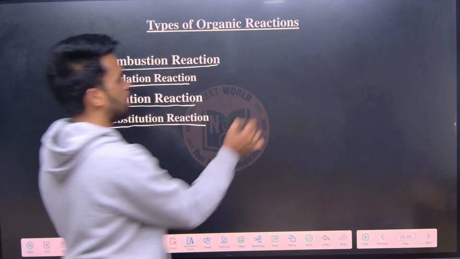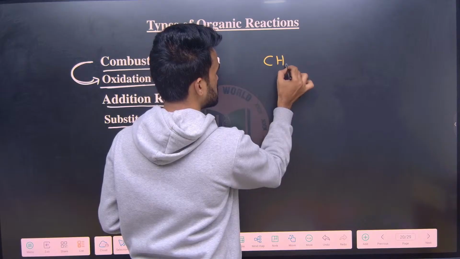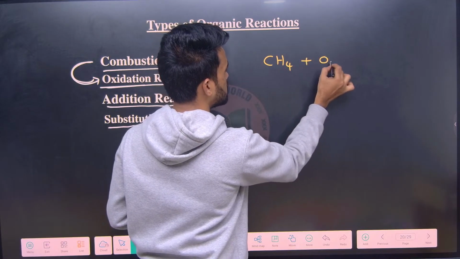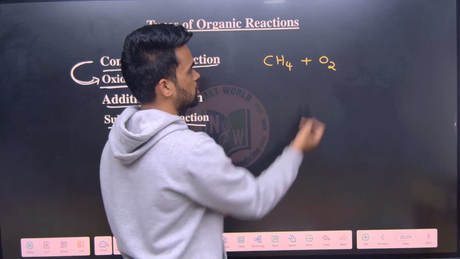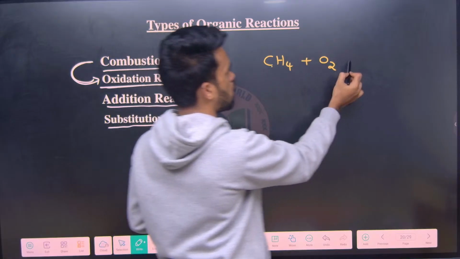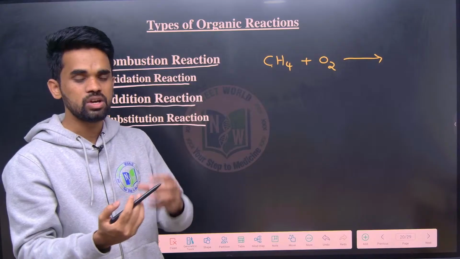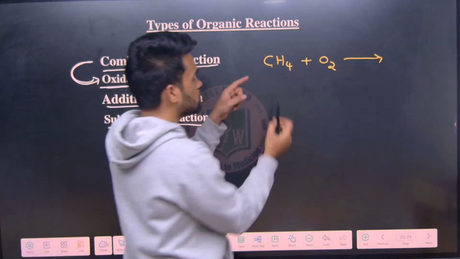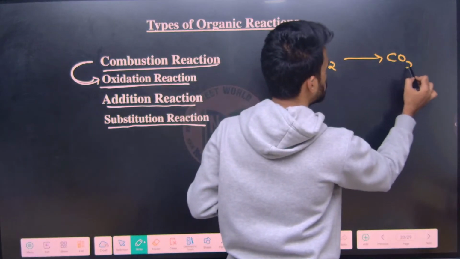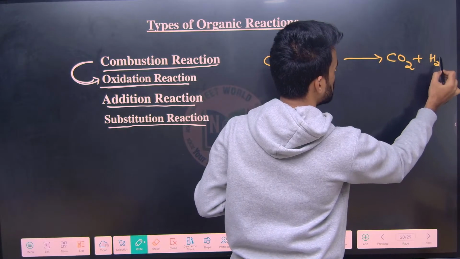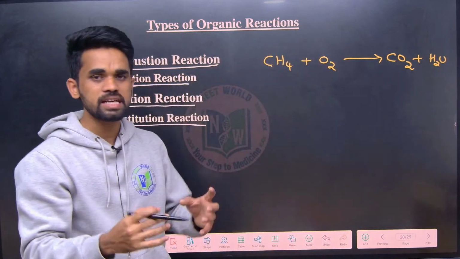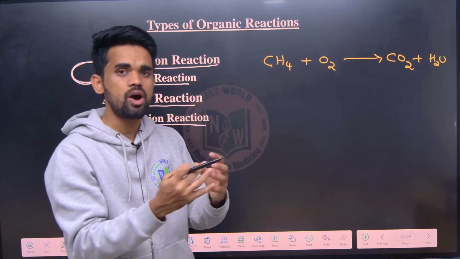because here I have methane. Let us say methane is there. To methane I am adding oxygen. So what is this process called? Addition of oxygen is called oxidation. Addition of oxygen to any other thing is considered an oxidation reaction. Now what happens here? CO2 plus H2O is forming. So I can simply say this is a combustion reaction or also an oxidation reaction.